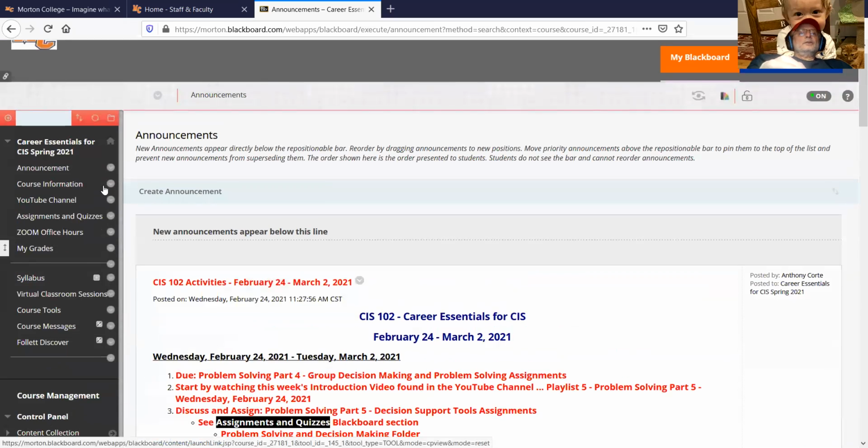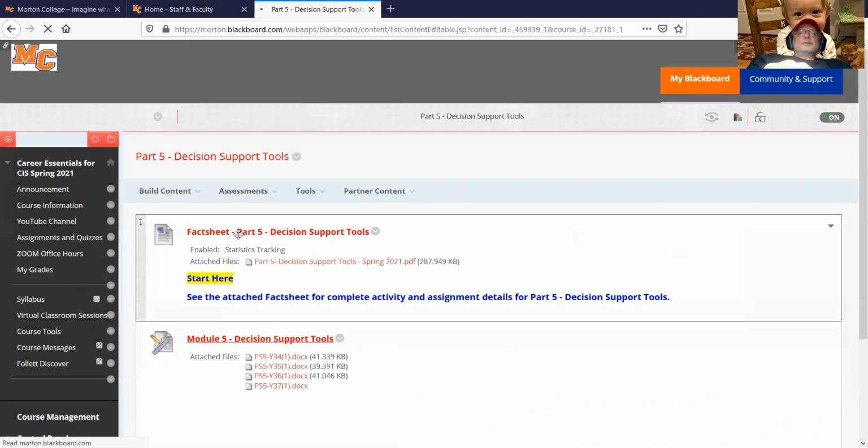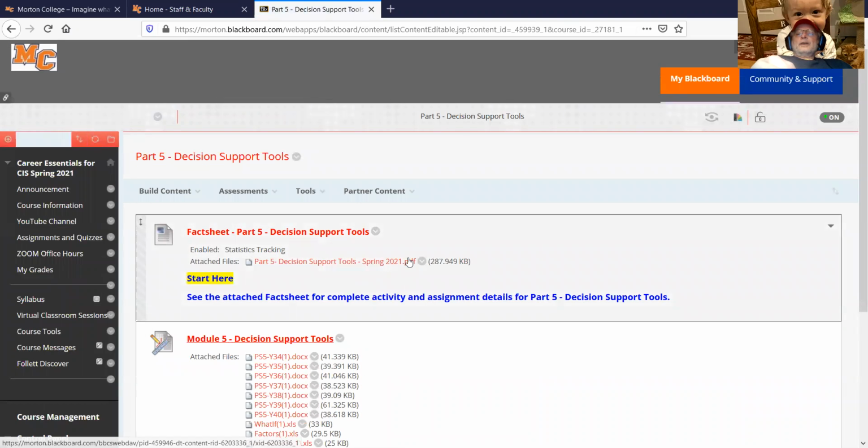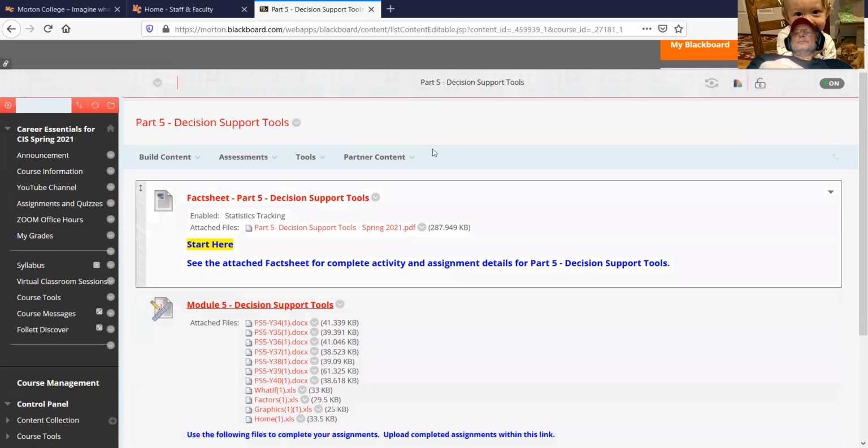Yes, let's go into the course site. I just want to show you that everything you need to know is in the assignment section. Problem solving, decision making, part 5. Here is the fact sheet we just looked at. And these are all of the data points that you will need. Okay, your objective worksheets, and then some of the additionals, what if, factoring, graphics, and so on. Okay, alrighty. Well, let me stop the share.